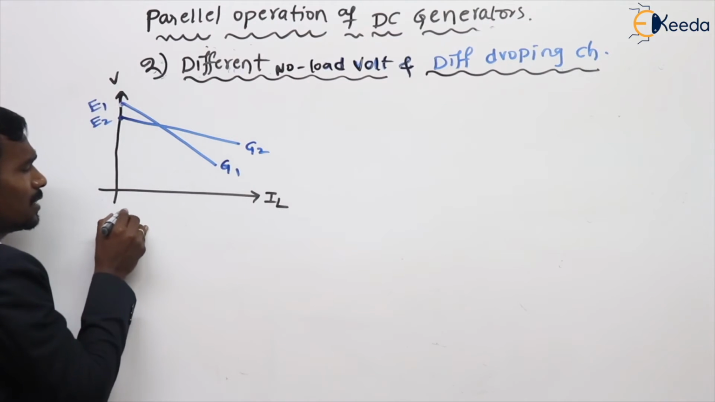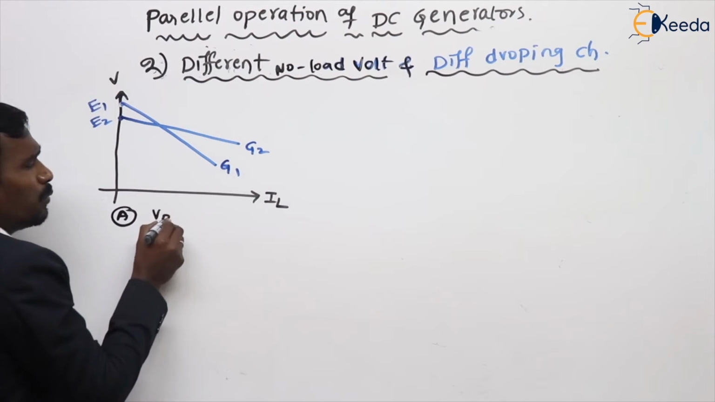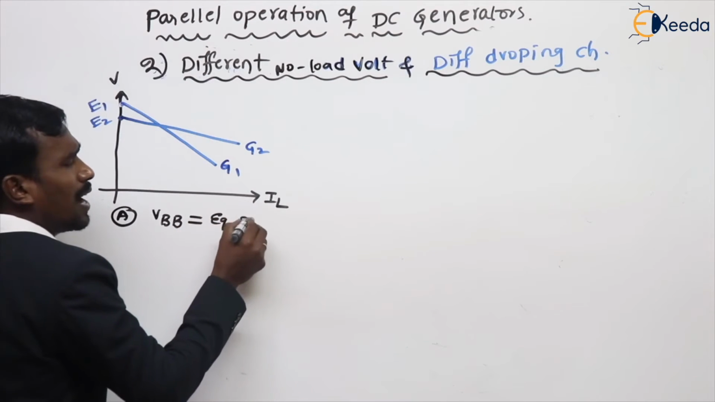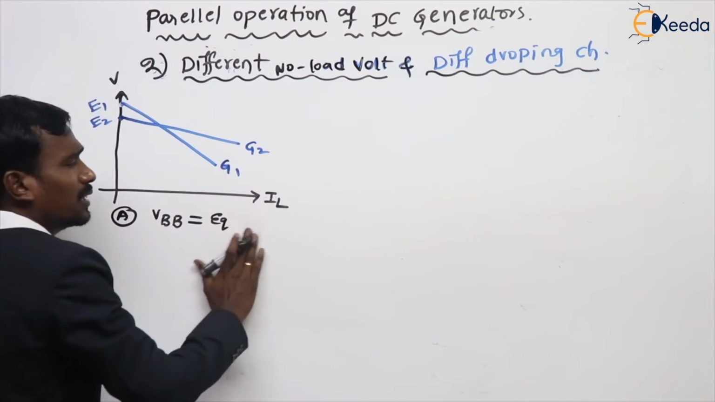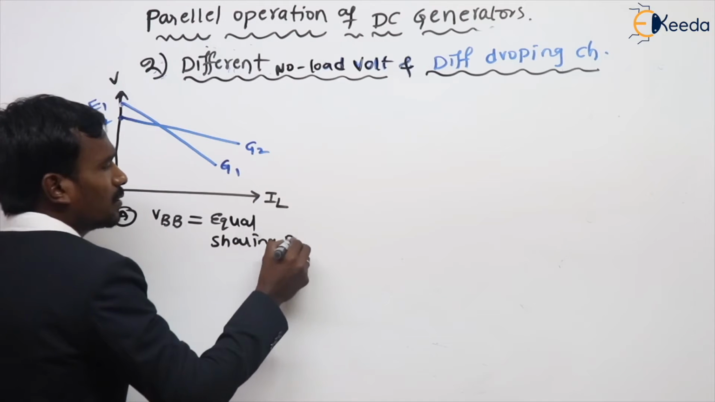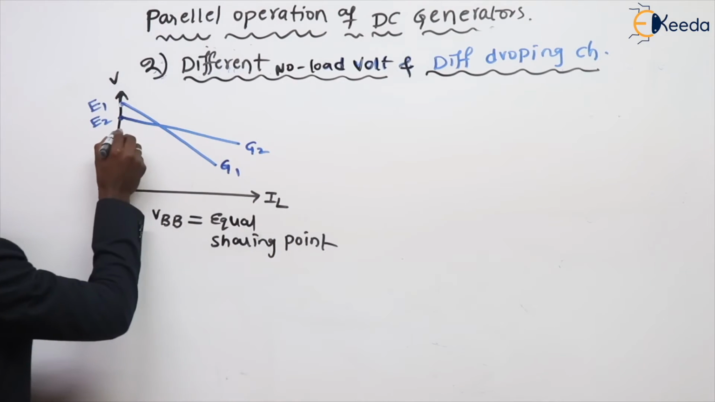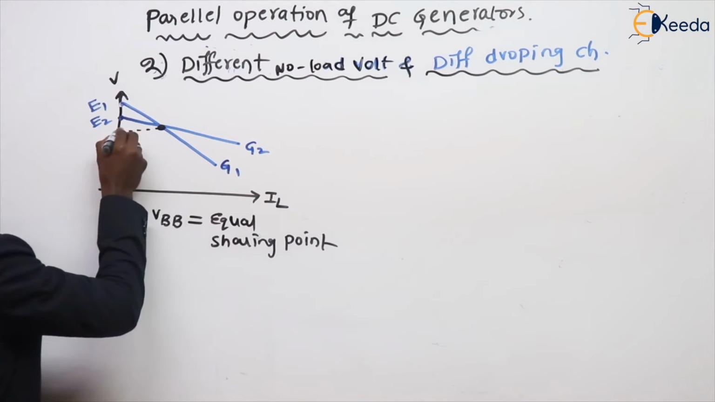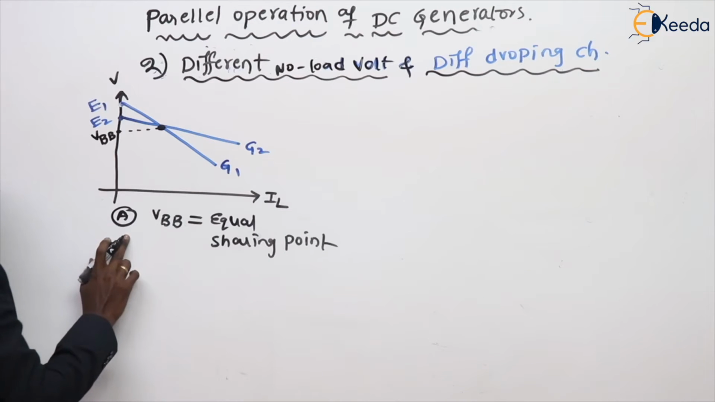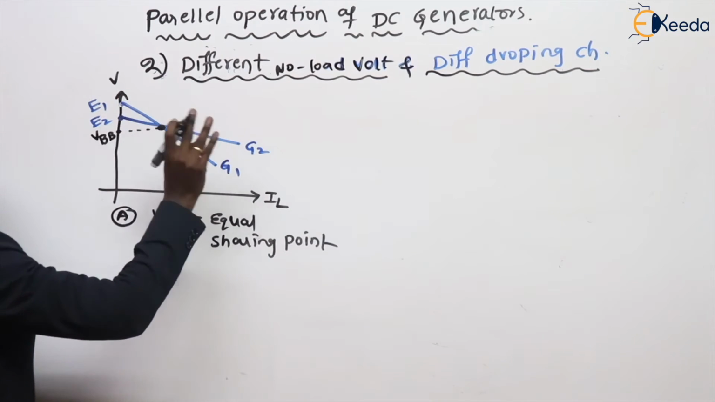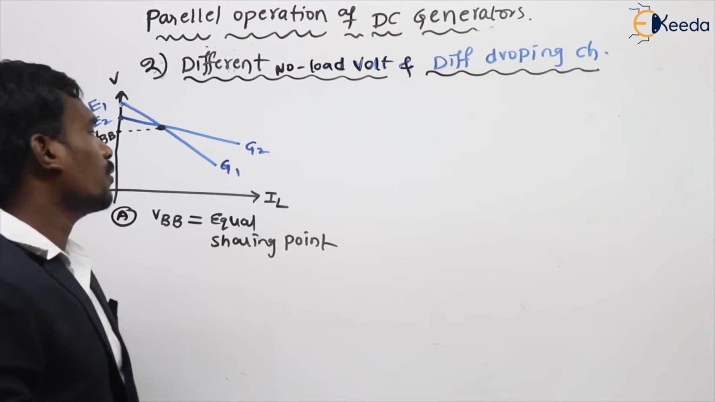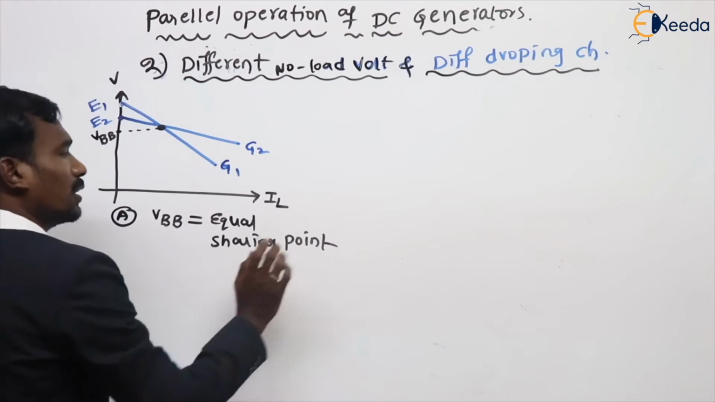So different no load voltages and different drooping characteristics. I am taking here the bus bar voltage equal to the equipotential point, or equisharing point. Equal sharing point, both are the same. Nothing but my bus bar voltage is this one. This is the first case: different no load voltages, different drooping characteristics, and my condition is that the bus bar voltage is equal to the equal sharing point, equal sharing voltage.